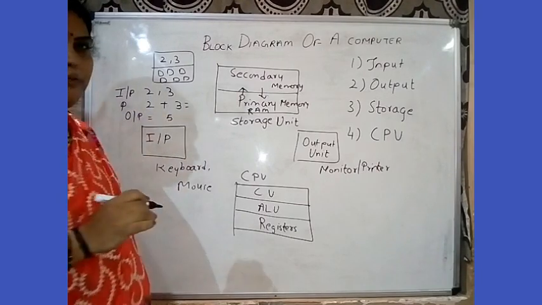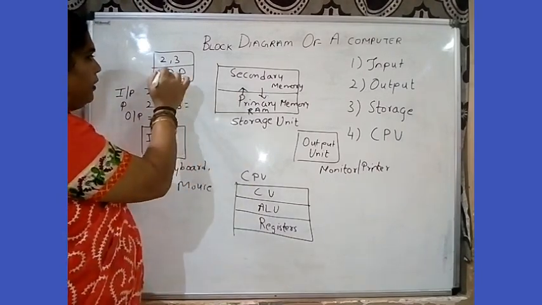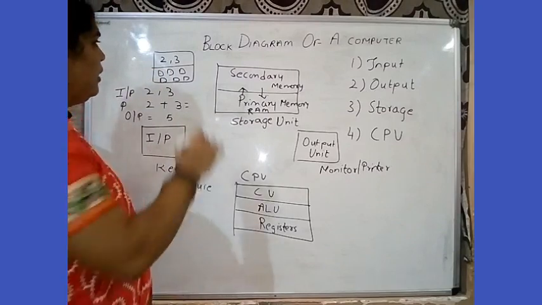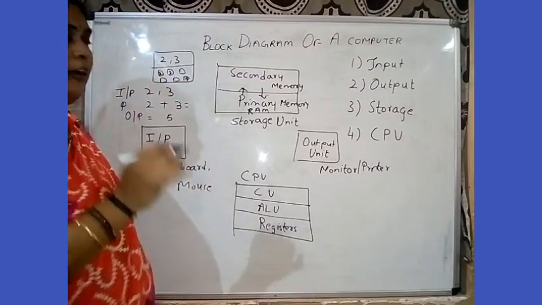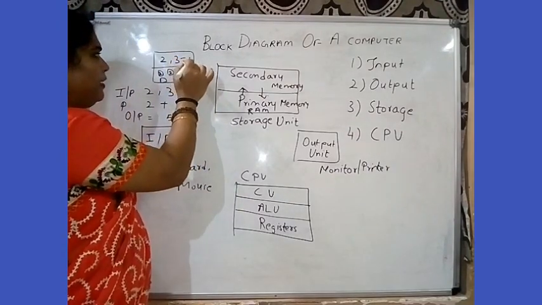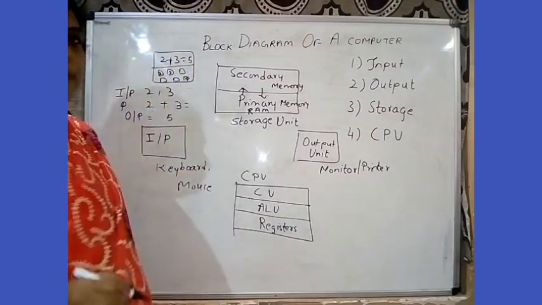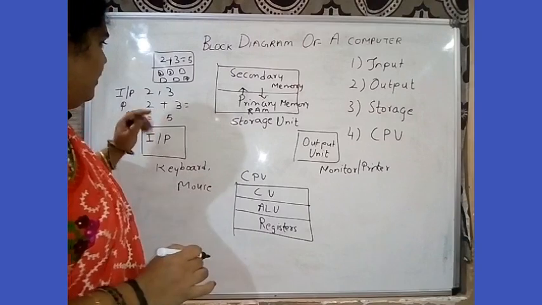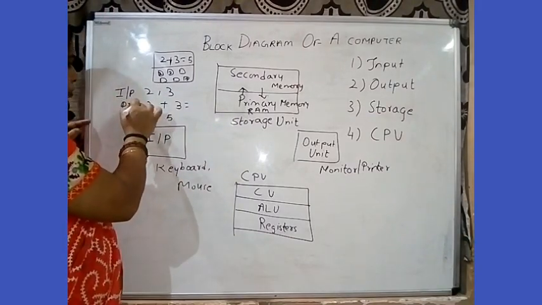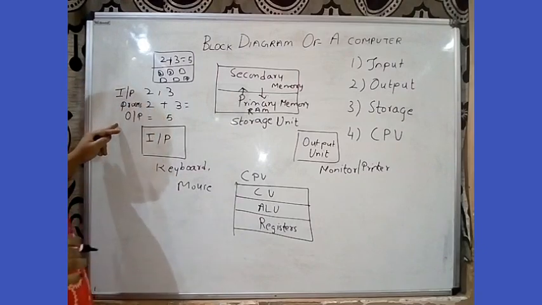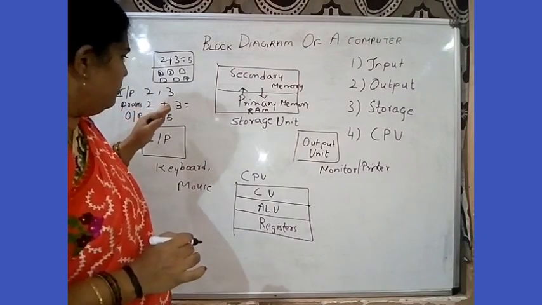It will be 5. So in your calculator, you are using your mouse, you are typing 2 and 3, you are using your plus button here, and then you are getting the result here as 2 plus 3 equal to 5. So there are 3 things which have happened here. One is the input, second is your process, third is your output.